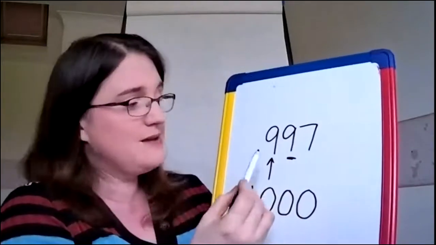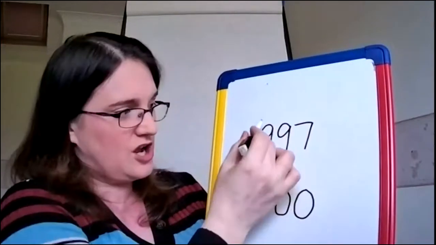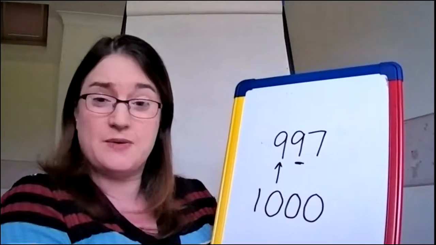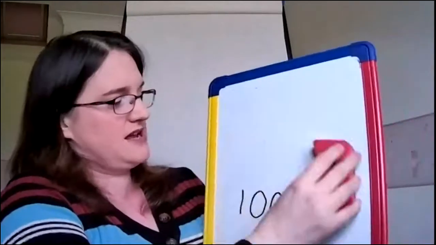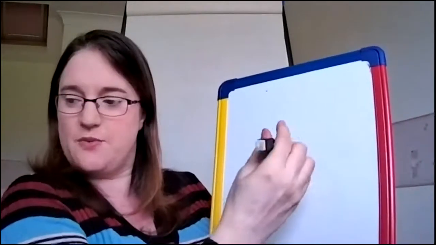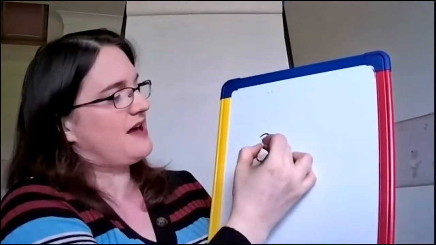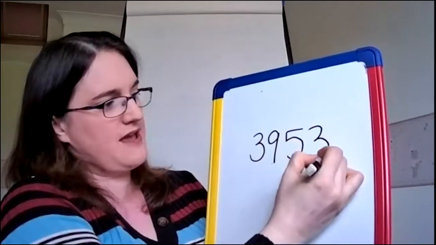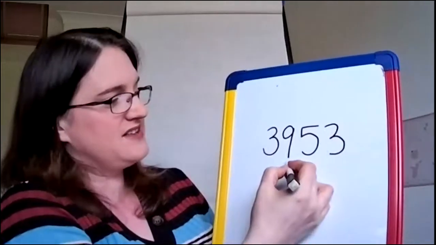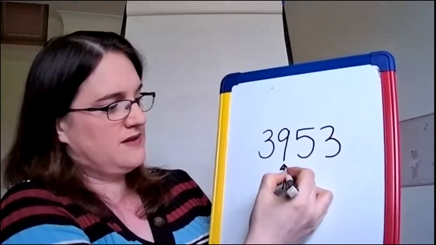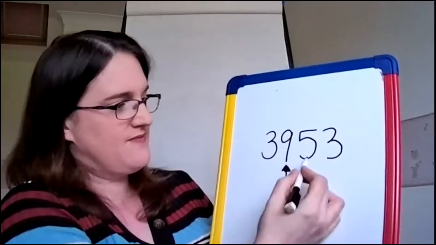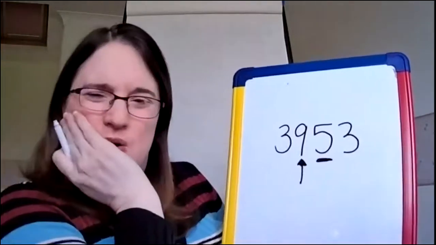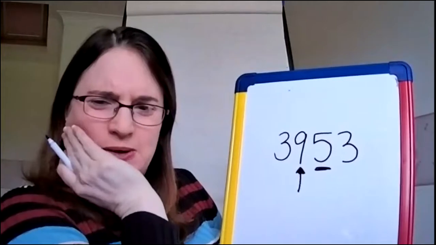So sometimes when we're rounding to the nearest 100, not only do we have to think about this hundreds number, but we also have to think about the thousands number. So let me give you another example. See if you can work this one out. 3,953. Okay, so we're rounding to the nearest 100. This is the digit we're going to do something with. This is the one we're going to use to help us. Okay, what is that number rounding to?